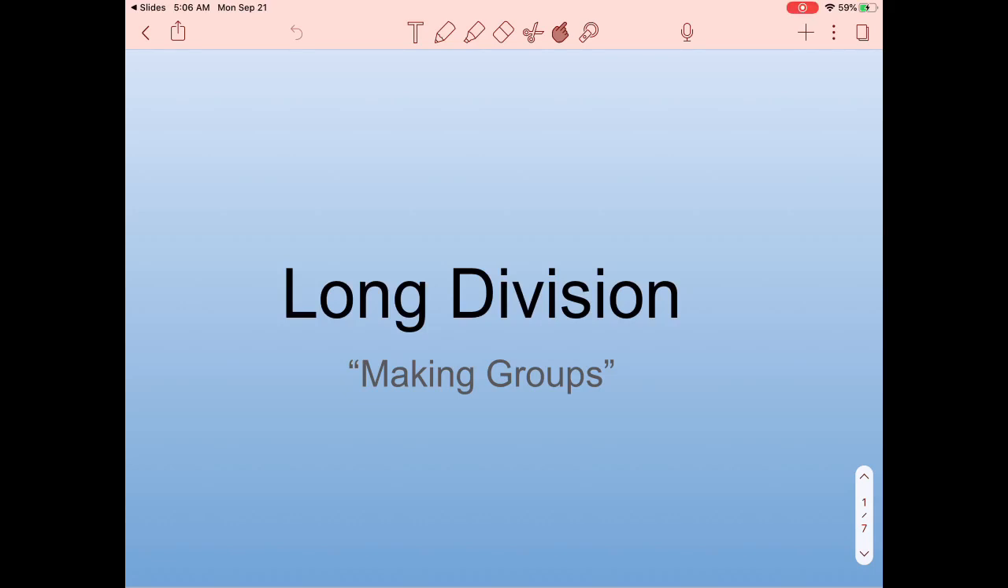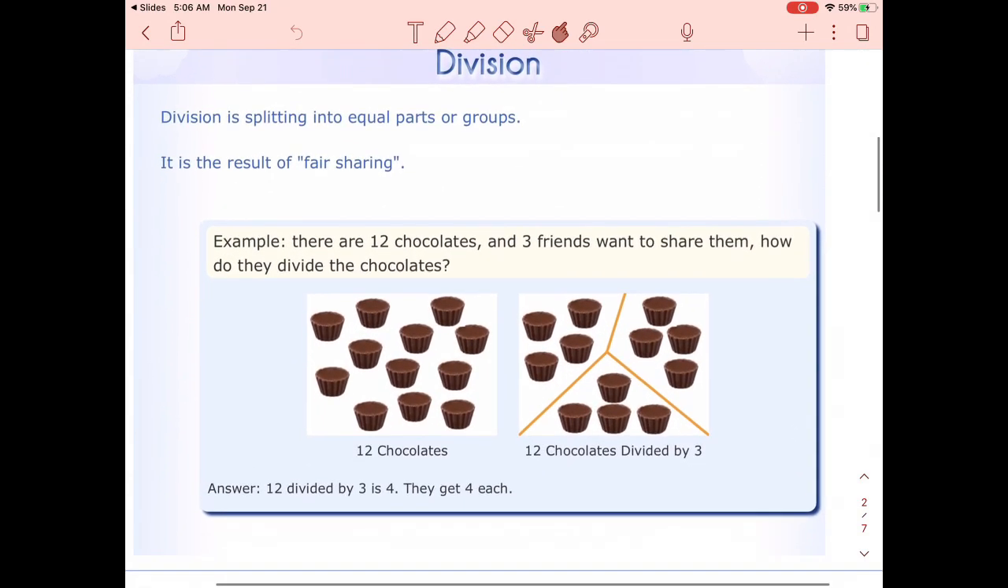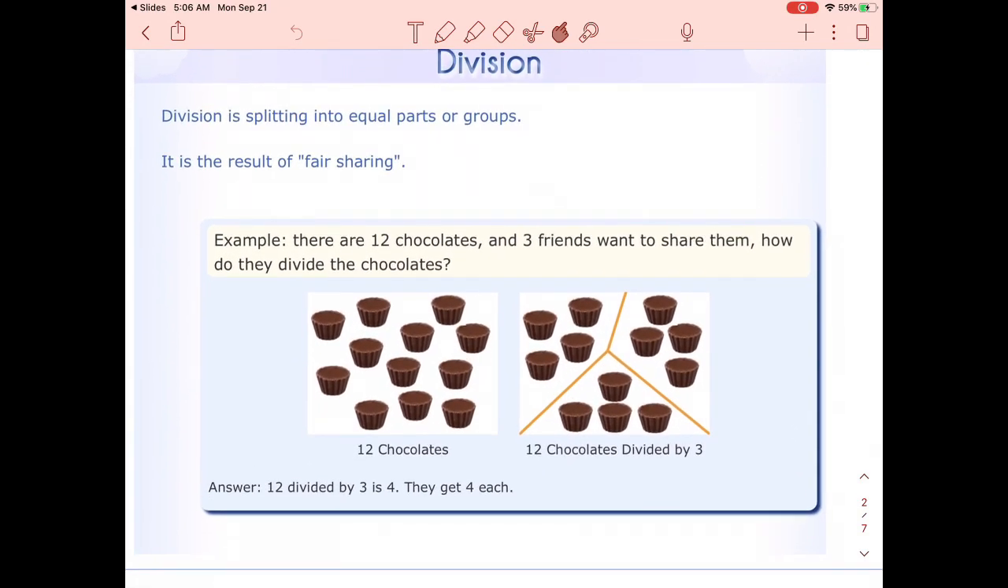Welcome, class, to this lesson about long division. That means making groups. Division means splitting up into equal parts, and the result is fair sharing.